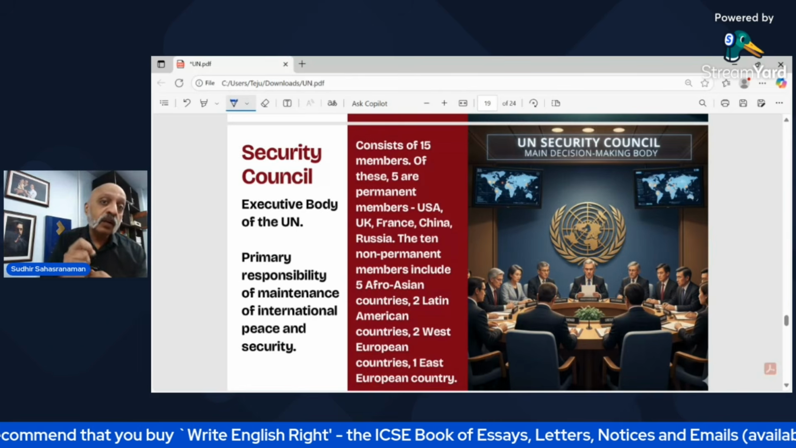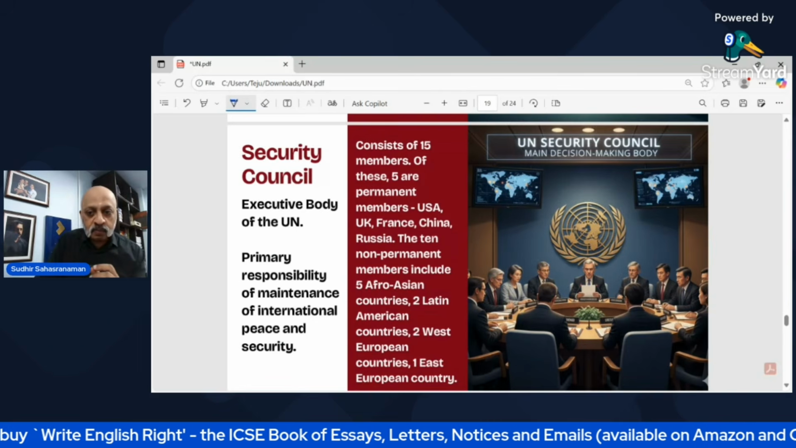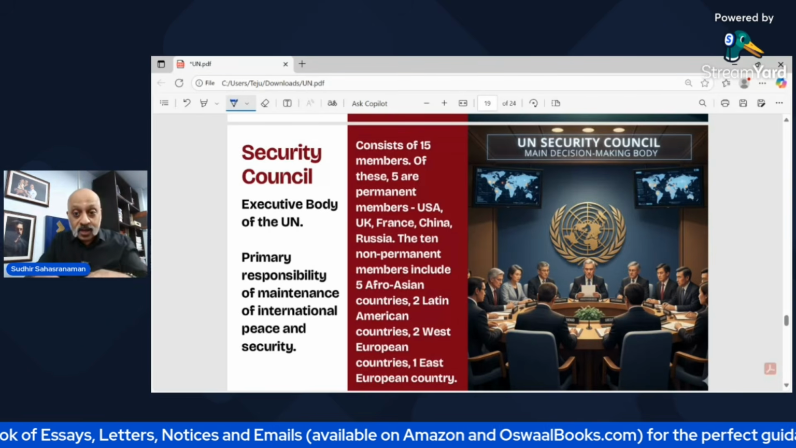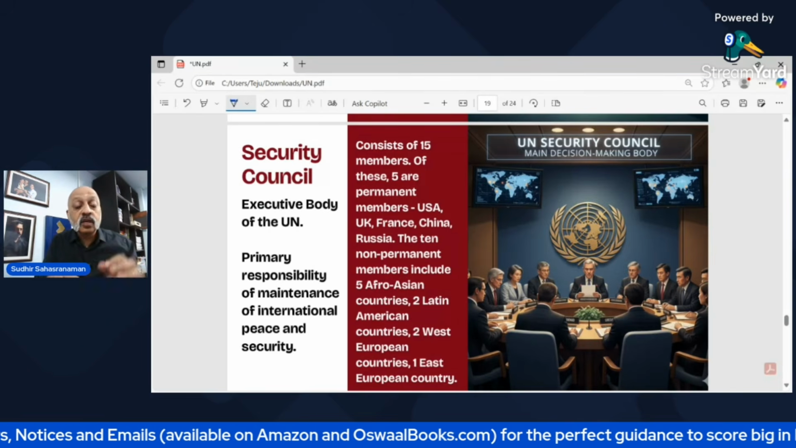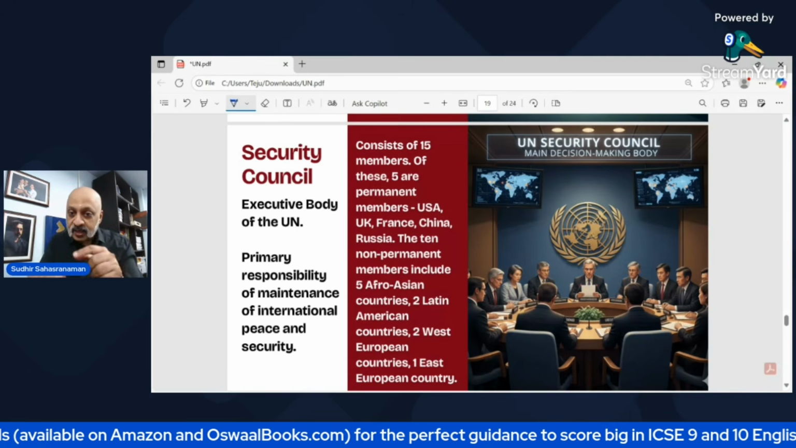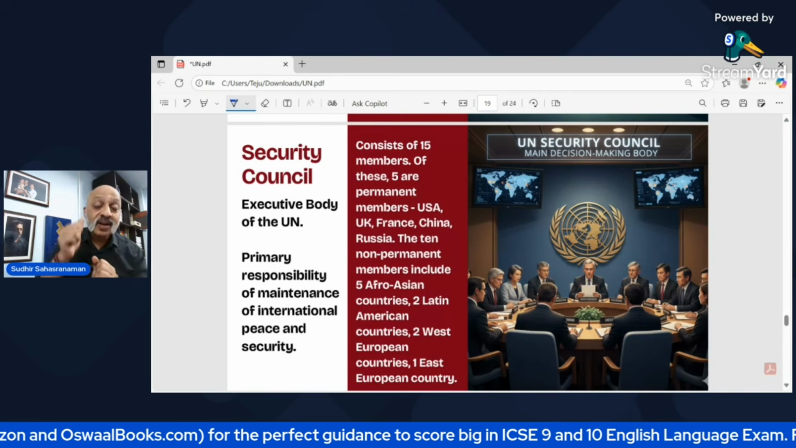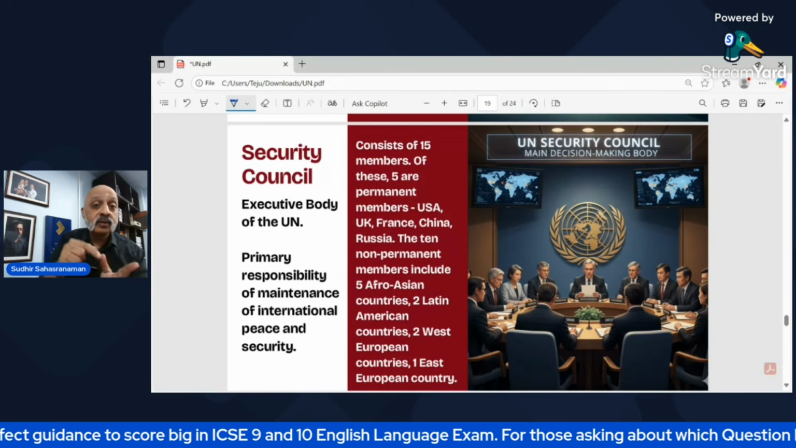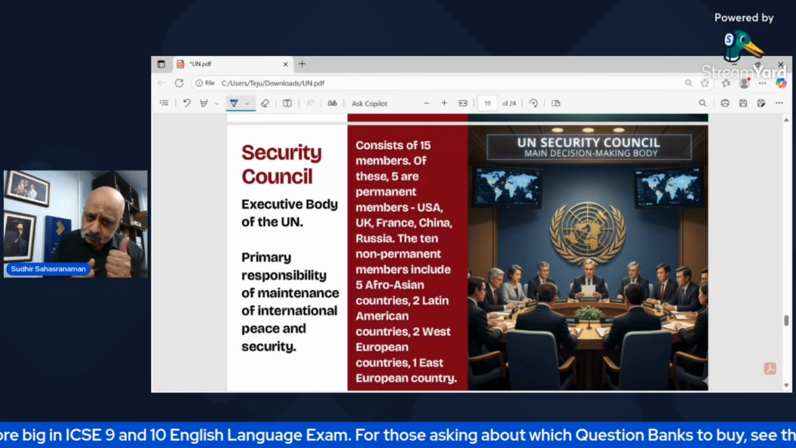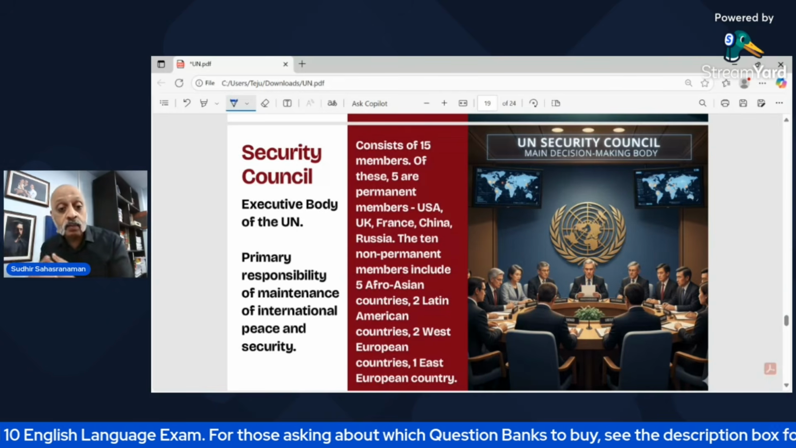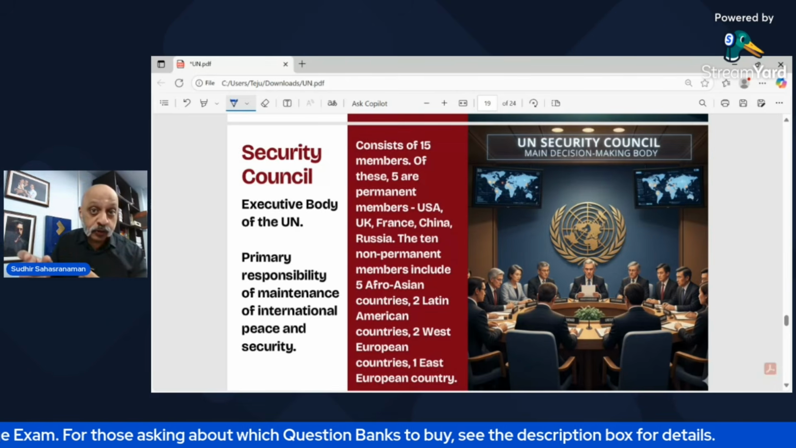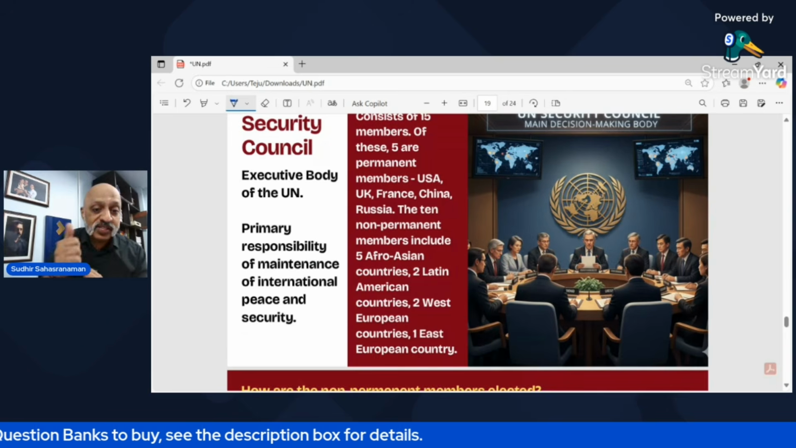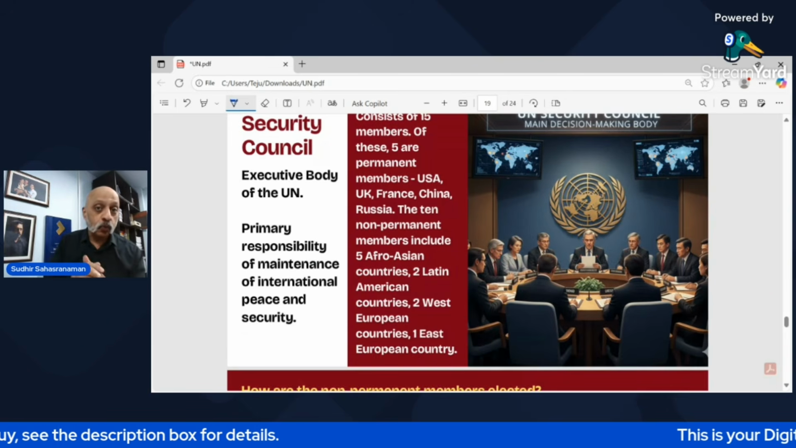It consists of 15 members. Now, this is important. 15 members. So you see, it's a smaller body. The General Assembly I showed you, it's a larger hall. This is a smaller body consisting of 15 members, each person from every country. 5 of them are permanent members. I mentioned USA, USSR, China, England, UK, and France, right? There are 10 non-permanent members. They include 5 Afro-Asian countries, that is Africa and Asia, 2 Latin American countries, 2 West European countries, and 1 East European country.